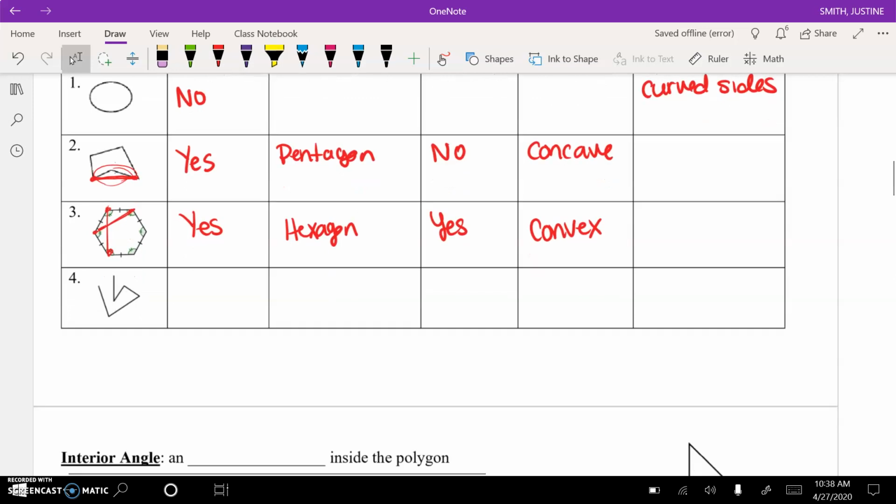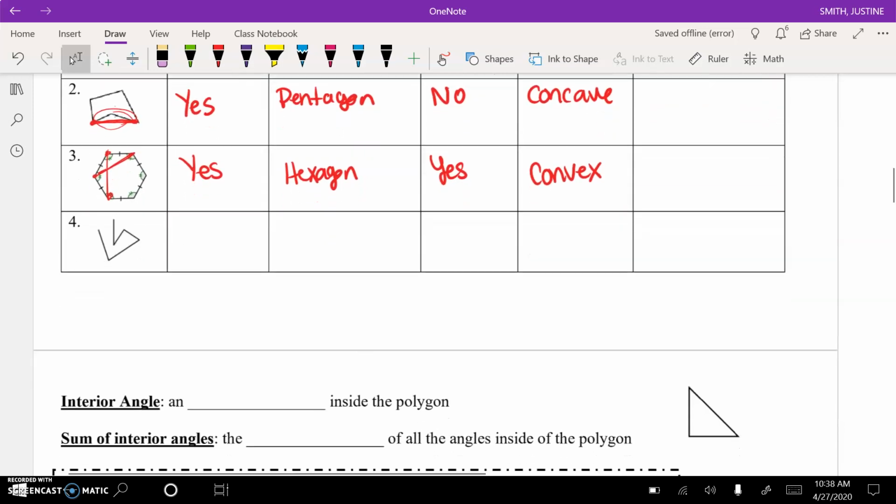All right. And number 4, this would not be a polygon, right? Because it's not a closed figure.